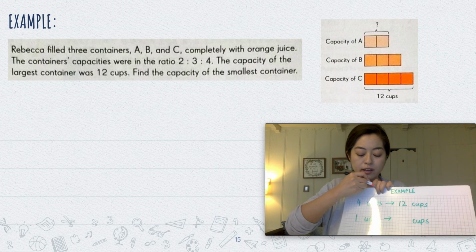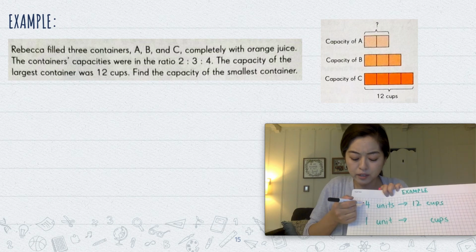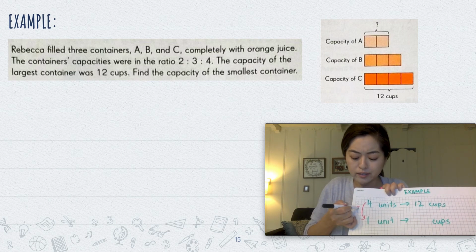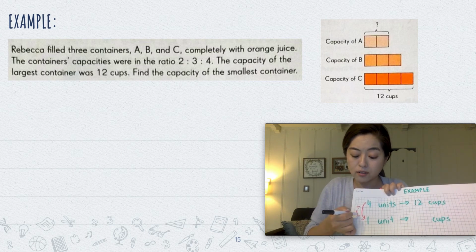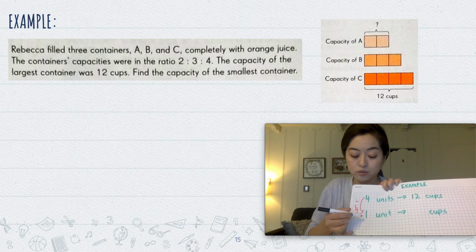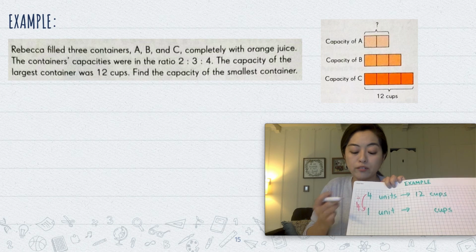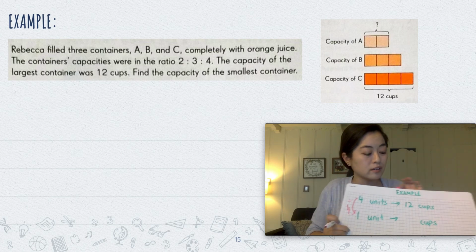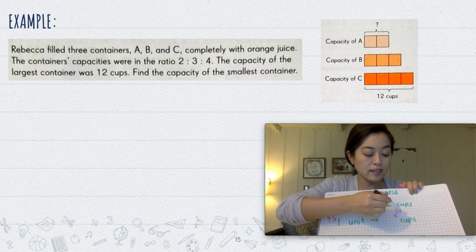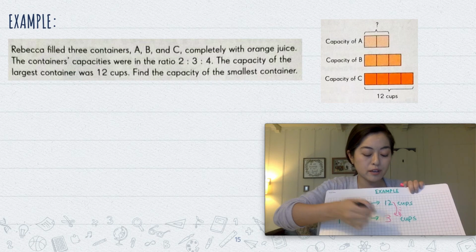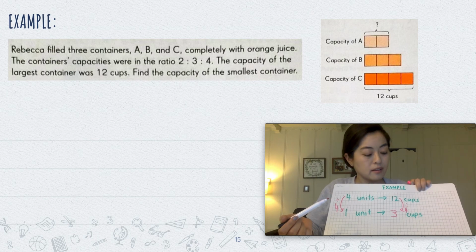Okay? When I go from 4 to 1, does it get smaller or bigger? It gets smaller, so I need to divide. What do I divide 4 by to get 1? By itself. 4 divided by 4 is 1 because 1 times 4 is 4. Whatever I do on one side, I have to do it on the other side here. Okay? So 12 divided by 4 is 3. So now 1 unit is 3 cups.